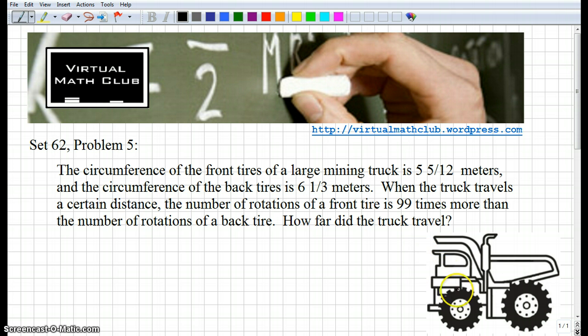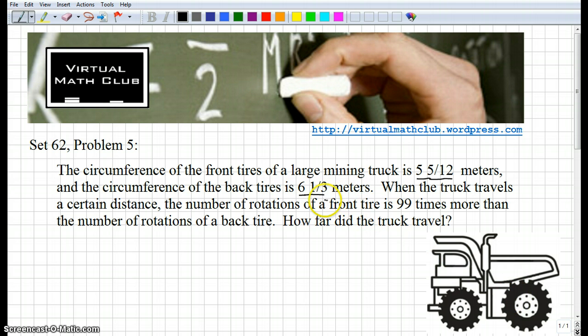Alright, well, let's take a look at this truck. Every time the front tire goes through one full rotation, it travels 5 and 5/12 meters, okay? So it has to travel across the circumference of the tire. So the distance it travels in one rotation is 5 and 5/12 meters. And the same way with the back tire. If it makes one full rotation, it travels 6 and 1/3 meters, okay?